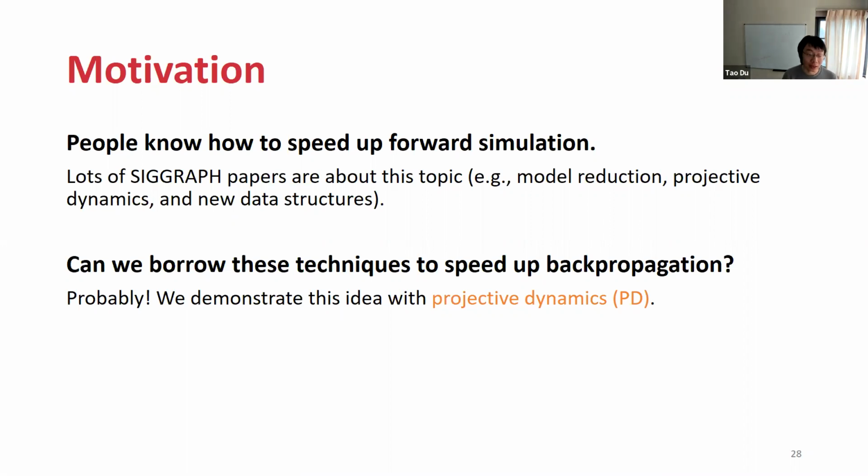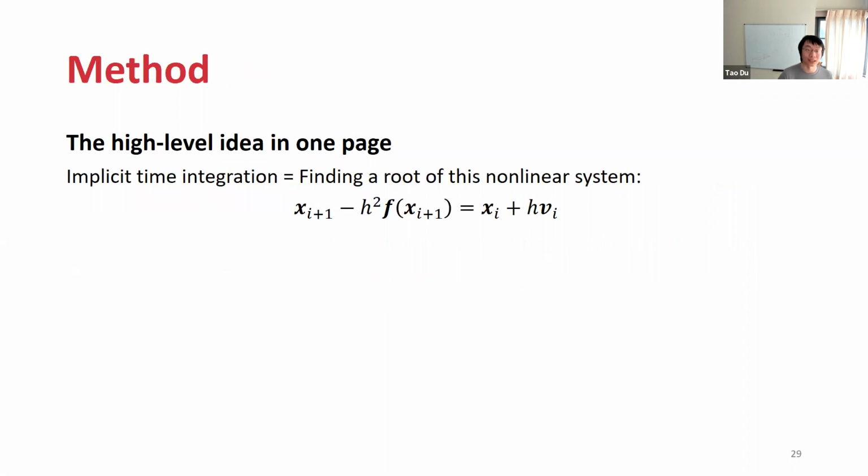and they proposed lots of very useful numerical or algorithmic solutions to this problem. And the question we want to ask is that when we're trying to develop or augment such a simulator to provide differentiability, can we borrow these forward techniques to speed up backpropagation computation as well? And our answer tends to be yes. And in this paper, we're going to demonstrate this idea with one particular numerical trick called projective dynamics, developed by graphics people for speeding up the forward simulation process.